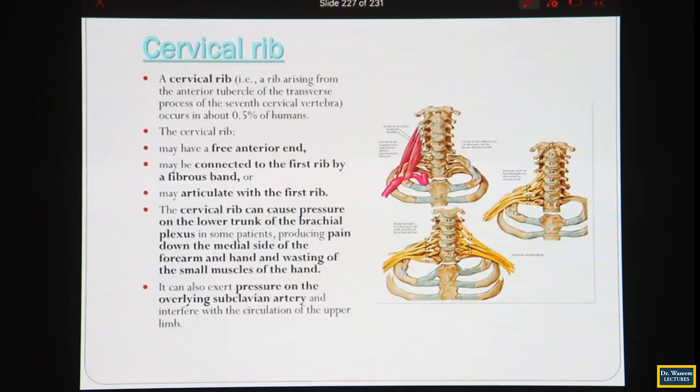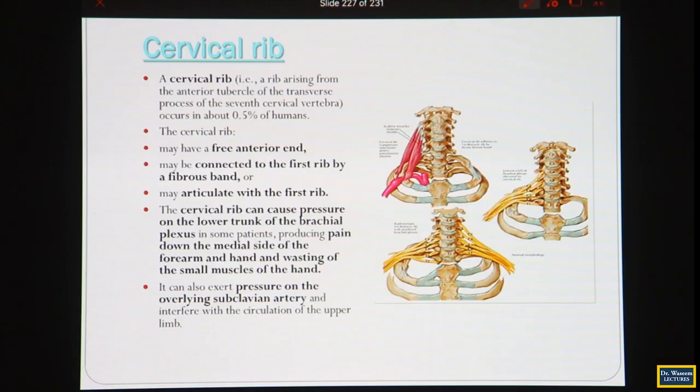Now, there is one topic that is called a cervical rib. We do not have a cervical rib basically, but in some people, less than 1% of humans, there is another rib other than these 12 normal ribs. That rib is called the cervical rib, because it takes origin from the anterior tubercle of the transverse process of the last cervical, that is the 7th cervical vertebra.